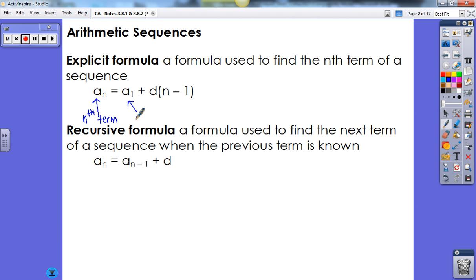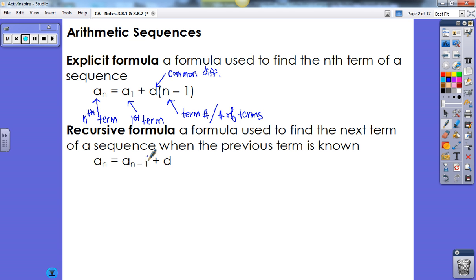This a sub 1 is my first term in the sequence. D is my common difference. And then n is my term number, or my number of terms, depending on how it's worded.